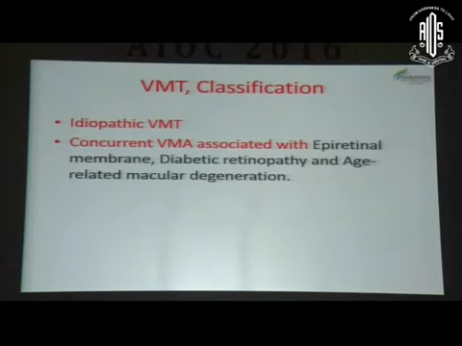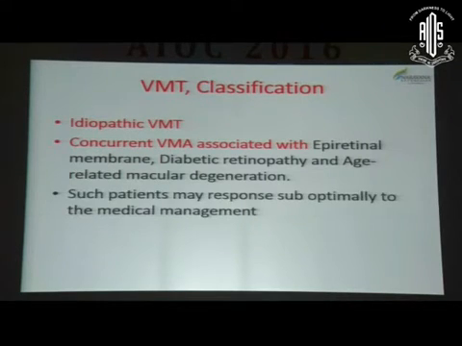And once you diagnose VMT, then what next do you do? You try to see whether it is idiopathic, whether it is associated with any other ocular problems. If it is associated with other ocular problems, it could be associated with ERM, diabetic retinopathy, ARMD, then it is known as concurrent VMA or concurrent VMT. Why is it important? Because such patients may respond suboptimally to the medical management. Like if there is an ERM associated with CRVO related macular edema or diabetic retinopathy or with VMT, these patients may not respond very well to the anti-VEGFs.